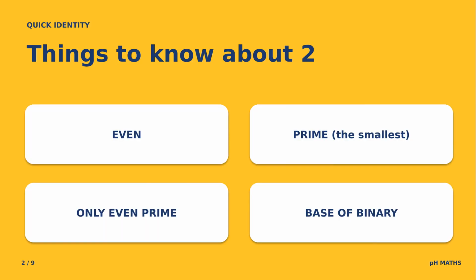Quick identity check. 2 is even, and famously, it's the only even prime. Every other even number divides by 2, which means every other even number has more than 2 factors. So 2 is the smallest prime, and 2 is the base of binary. Every computer on the planet runs on powers of 2. Worth knowing for any indices question that looks weirdly clean.